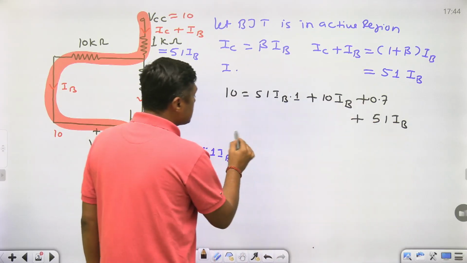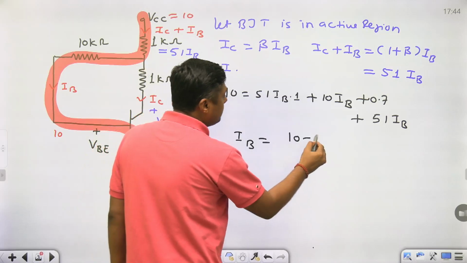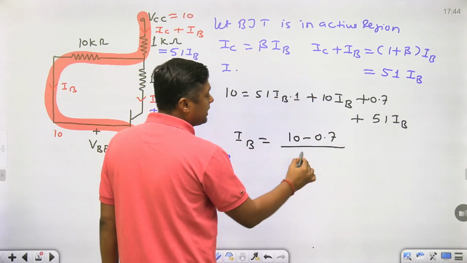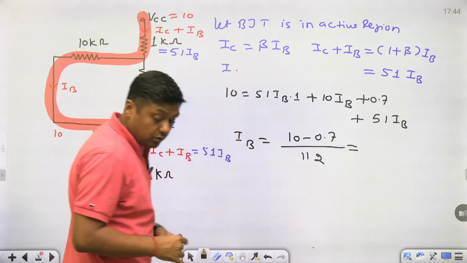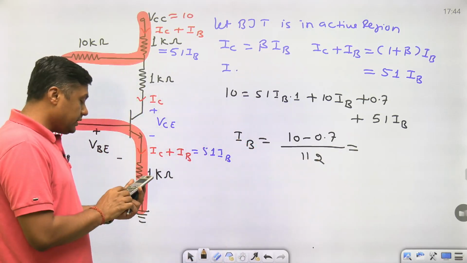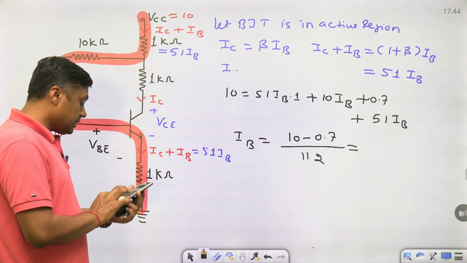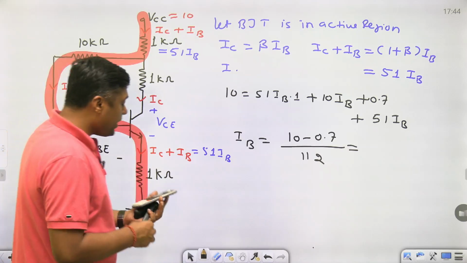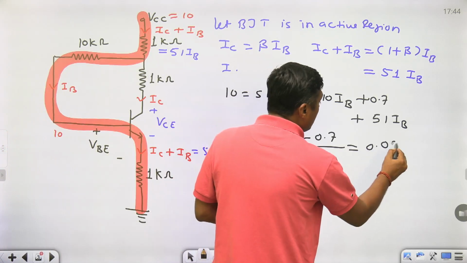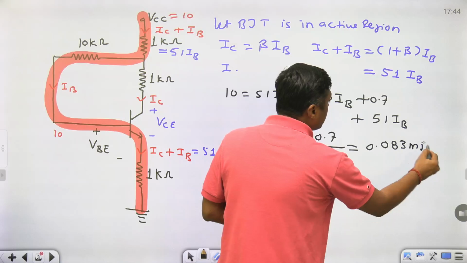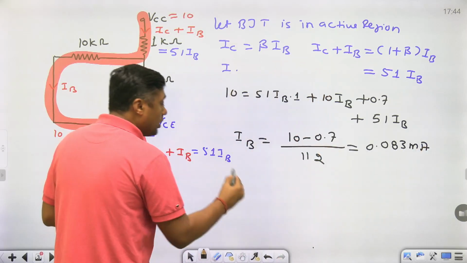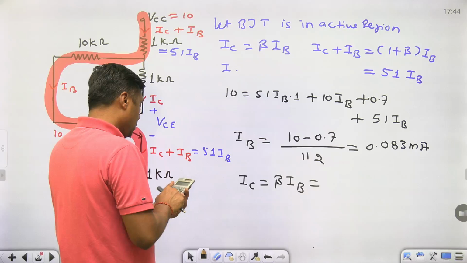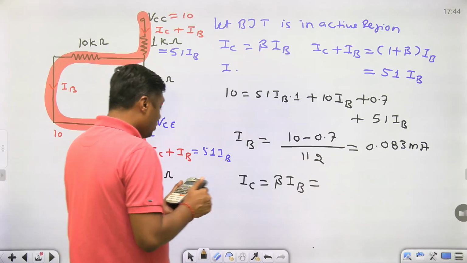Now you can find IB from here. IB is equal to 10 minus 0.7 upon, now see, 51 plus 51 is 102, and 10 makes 112. Check my calculation, I am just giving you the method here. So this comes to 9.3 divided by 112, and that is the value 0.083 milliampere because it is in kilo ohm. Now, what is the value of IC? Beta times IB, that is 50 times that, and the answer is 4.15.